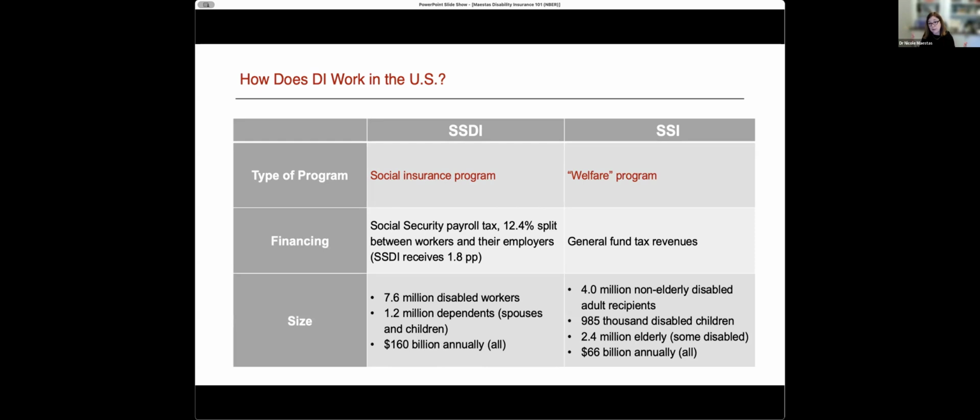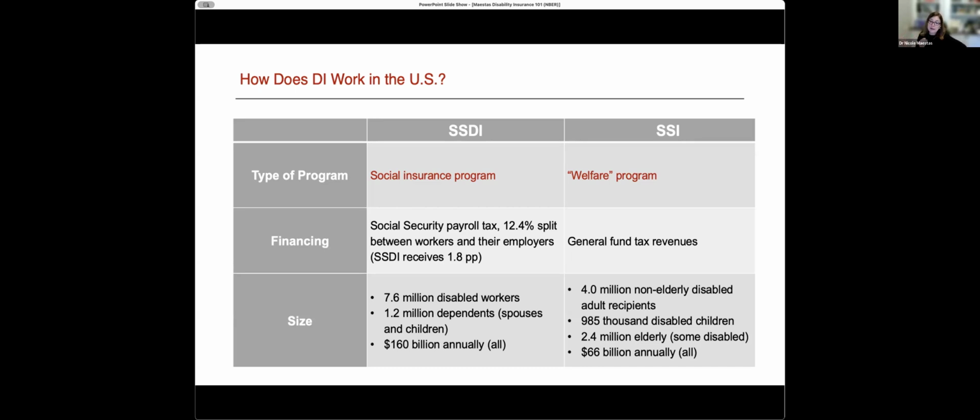The SSDI program is bigger than SSI, although both programs are large by any estimate. I've got some program statistics here. The important thing to understand is that not only do they provide a benefit for disabled workers, which I'll tell you about in a moment, but they also often provide a benefit for dependents. That could be spouses and children. We don't know much at all. I think the spousal and children benefits associated with these programs, particularly SSDI, are really understudied, and the value of those benefits is probably not well understood. My guess is they're substantial. SSDI runs at about $160 billion annually, compared to about $66 billion annually for SSI.